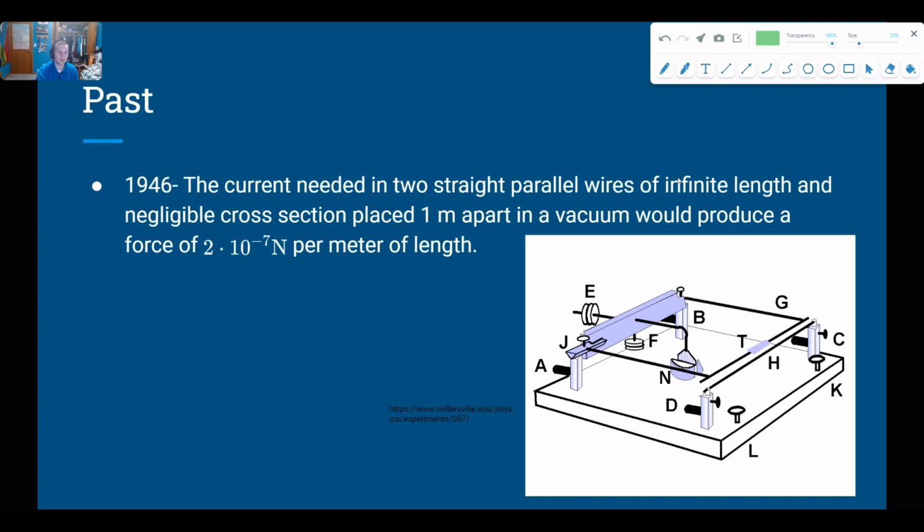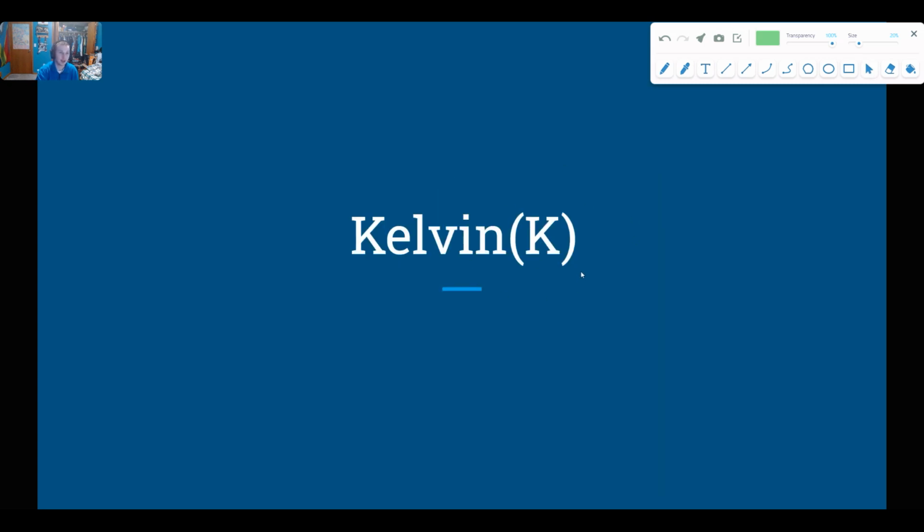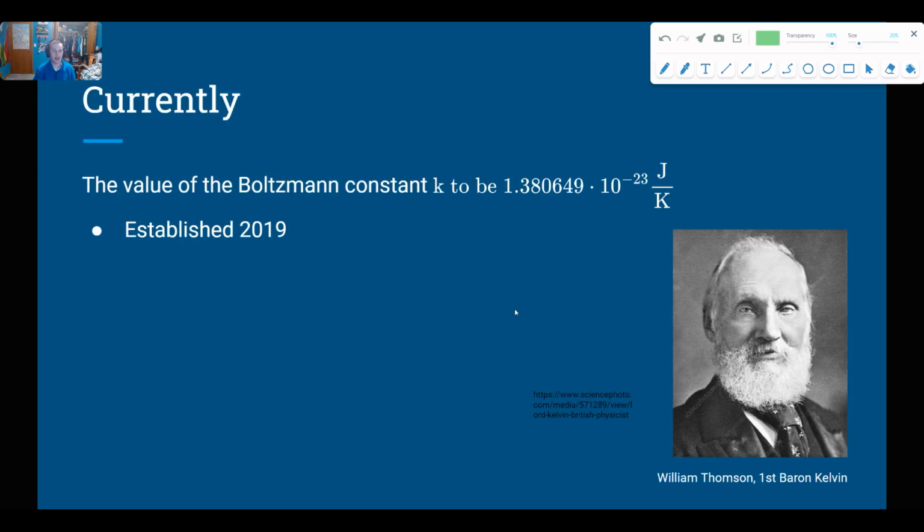So, moving on to the Kelvin. The Kelvin is a unit of temperature, and it is currently defined so that the value of the Boltzmann constant is exactly this value in joules per Kelvin. We saw the joule a little bit earlier when we were dealing with the kilogram. This was established in 2019 as part of the big redefinition. How you actually use this in practice to find the thermodynamic temperature is definitely beyond the scope of this video.